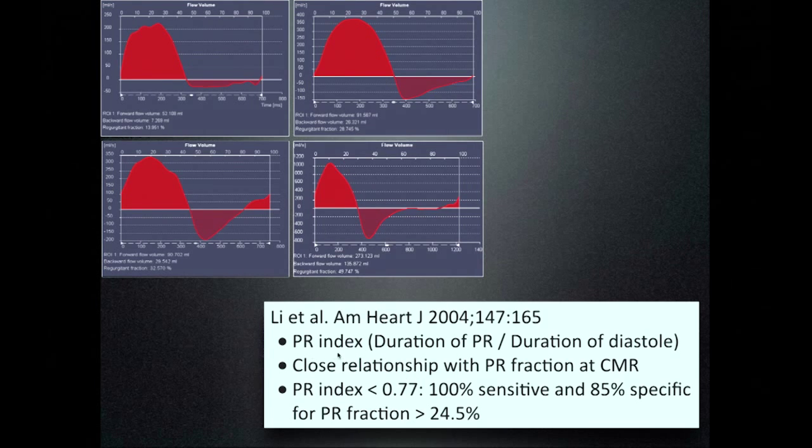They looked at the PR index, which is the duration of PR, which is this, divided by the duration of diastole. There is a close relationship with PR fraction by CMR. A PR index less than 0.77, which means that this is shorter, has 100% sensitivity and 85% specificity for PR fraction over 24.5%. So in echocardiography, I think you use that too. If you see that the PR duration is shorter, then you are thinking of a more severe form of pulmonary regurgitation. That's the kind of paradox, but that is true. However, it is worthwhile to think about why. I will talk about it one more time later.